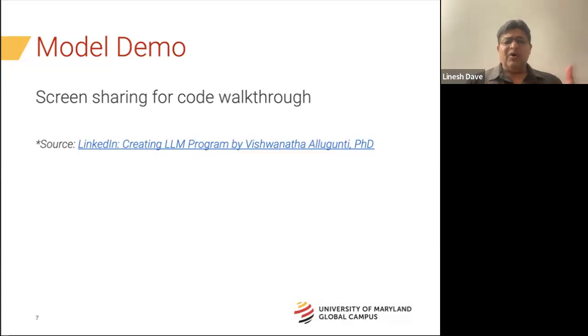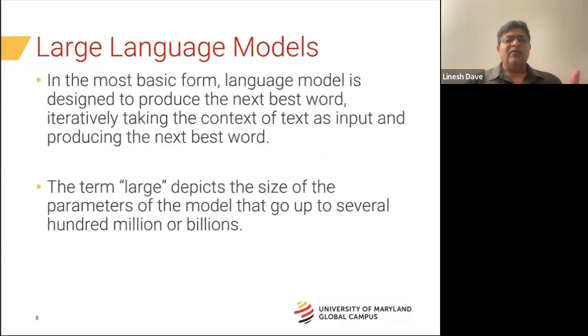So I wanted to show that, and then go right into this slide to tell you about large language models. In the most basic form, what's a language model? It's a model designed to produce the next best word iteratively, taking the context, the words, as the input and understanding, hey, what should be my next word, based on the previous words? And that's what the language model does.